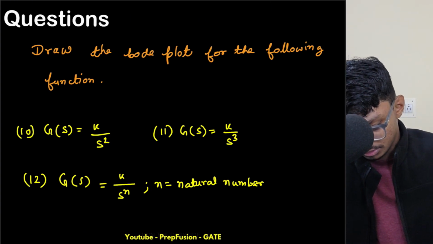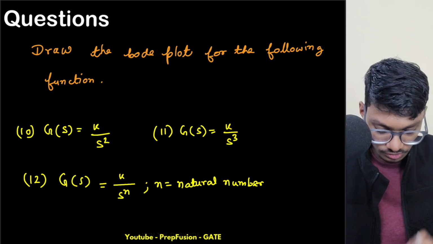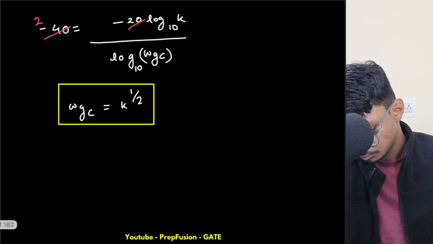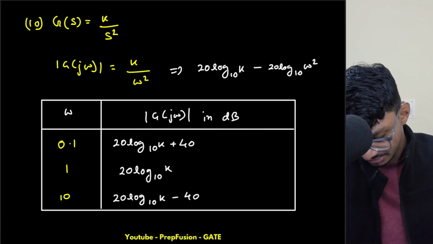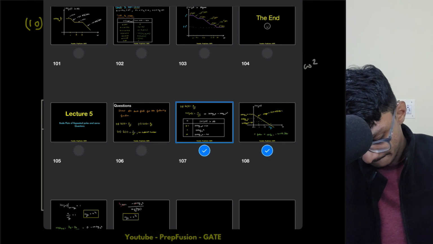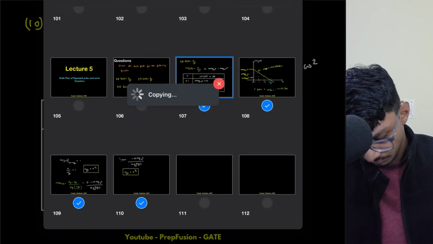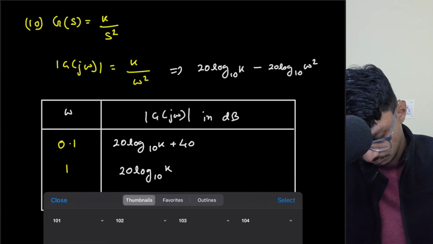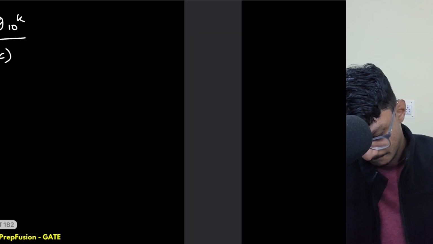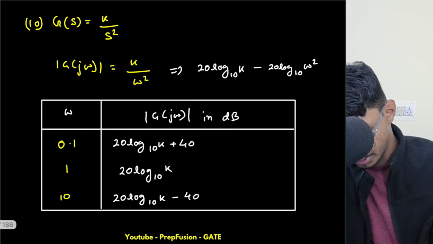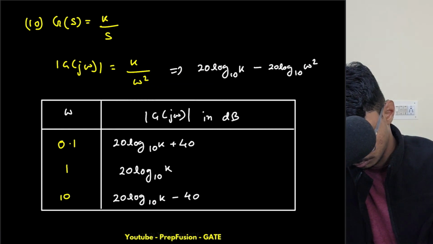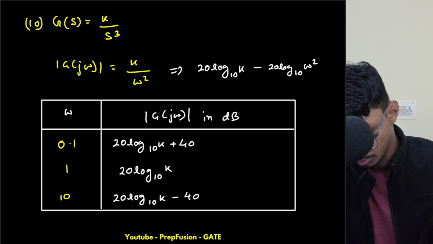The 11th one is also simple. Let's do this pretty quickly. Let's solve this 11th one. In the 11th question I will just copy this, simple copycat. Just change a few things. Here it will become s cube. This will become omega cube. This will become omega cube.